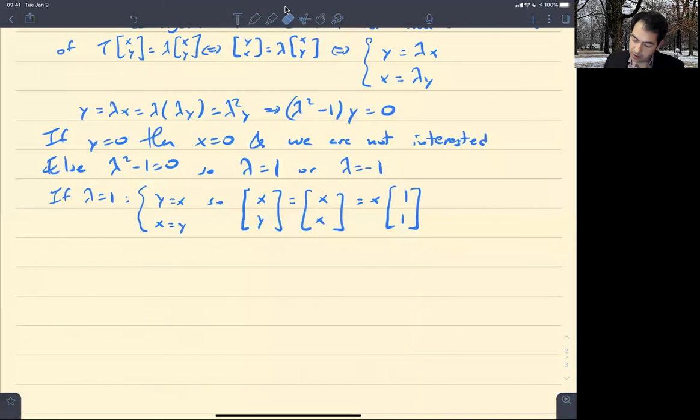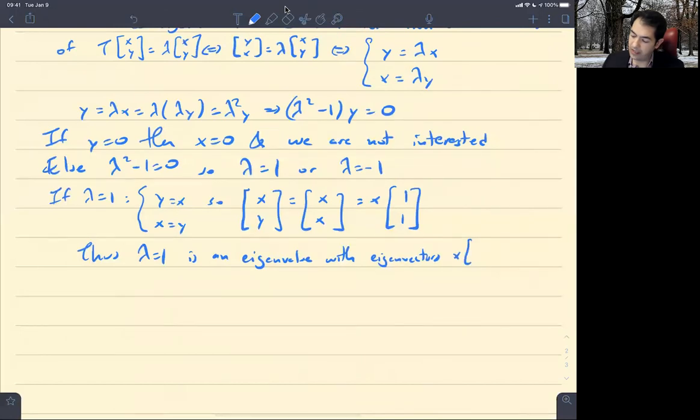So we can say here, thus lambda equal to 1 is an eigenvalue with eigenvectors. So we found all of the eigenvectors. It's just x times (1, 1) for any x that's real but not equal to 0. Right? Because of course, if you use 0, then you get the 0 vector, and we don't want that one.